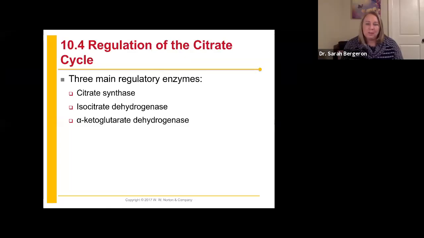We are on chapter 10, section 4, and all about the regulation of the citrate cycle. So you've got to think about the citrate cycle has to be very, very tightly regulated. And so before we start talking about the regulatory enzymes, I want to talk about the general mechanisms of regulation for the citrate cycle, right?